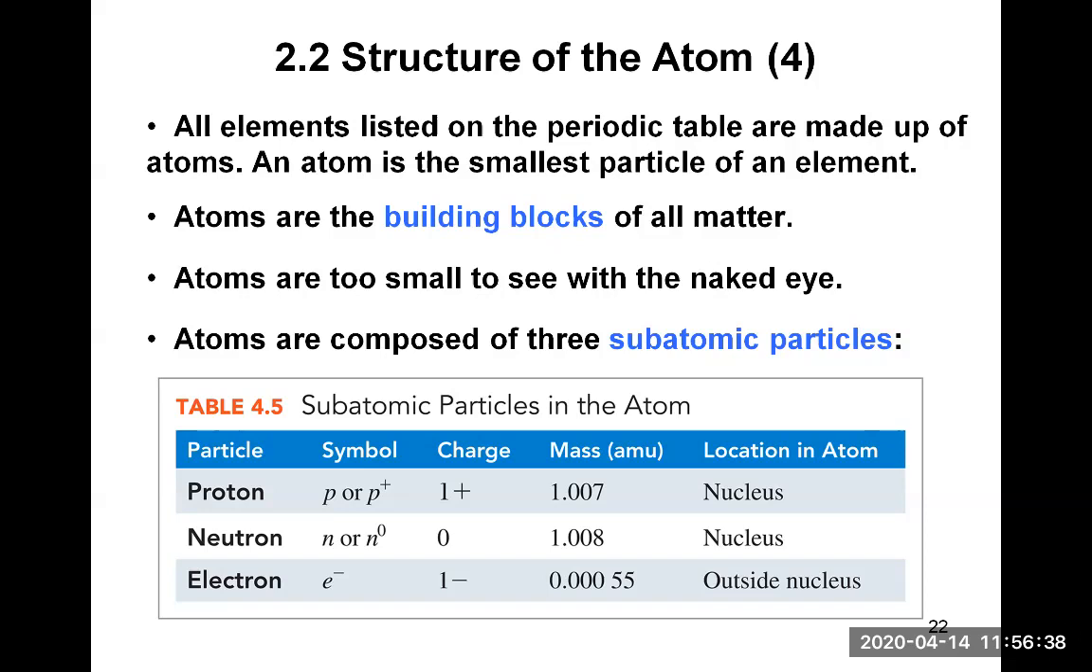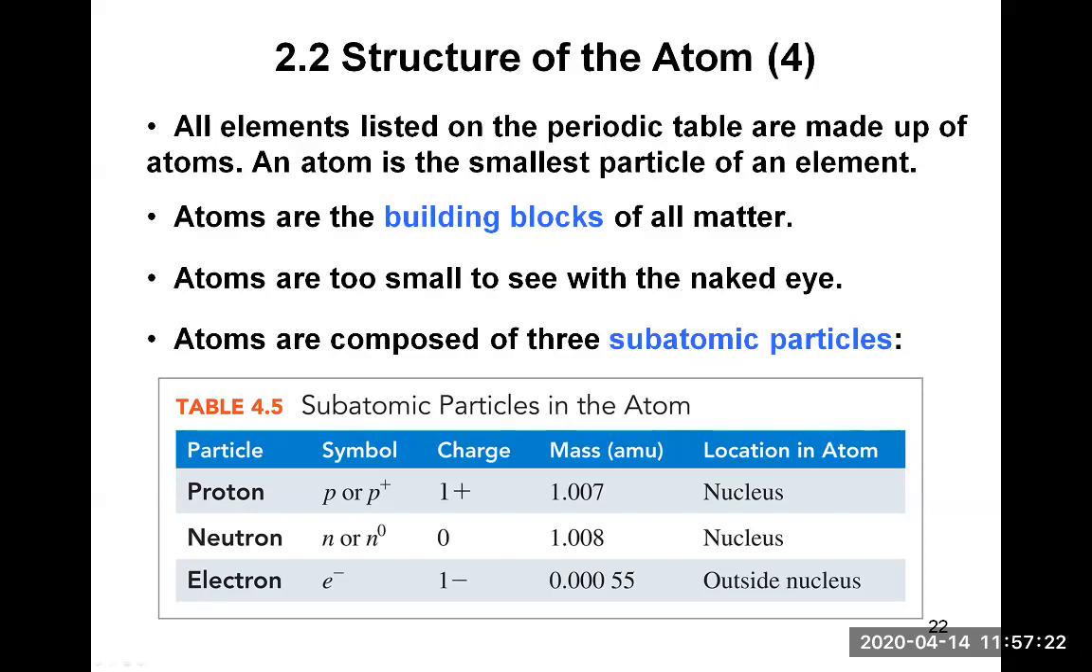So atoms, on top of being very small, are composed of 3 subatomic particles. And so we will go over what those 3 subatomic particles are. The proton, with symbol P or P+, is found in the nucleus of the atom and has a positive charge of 1, just 1 positive charge. And its mass is about 1 atomic mass unit. AMU here represents the unit of atomic mass unit. So it's about 1.